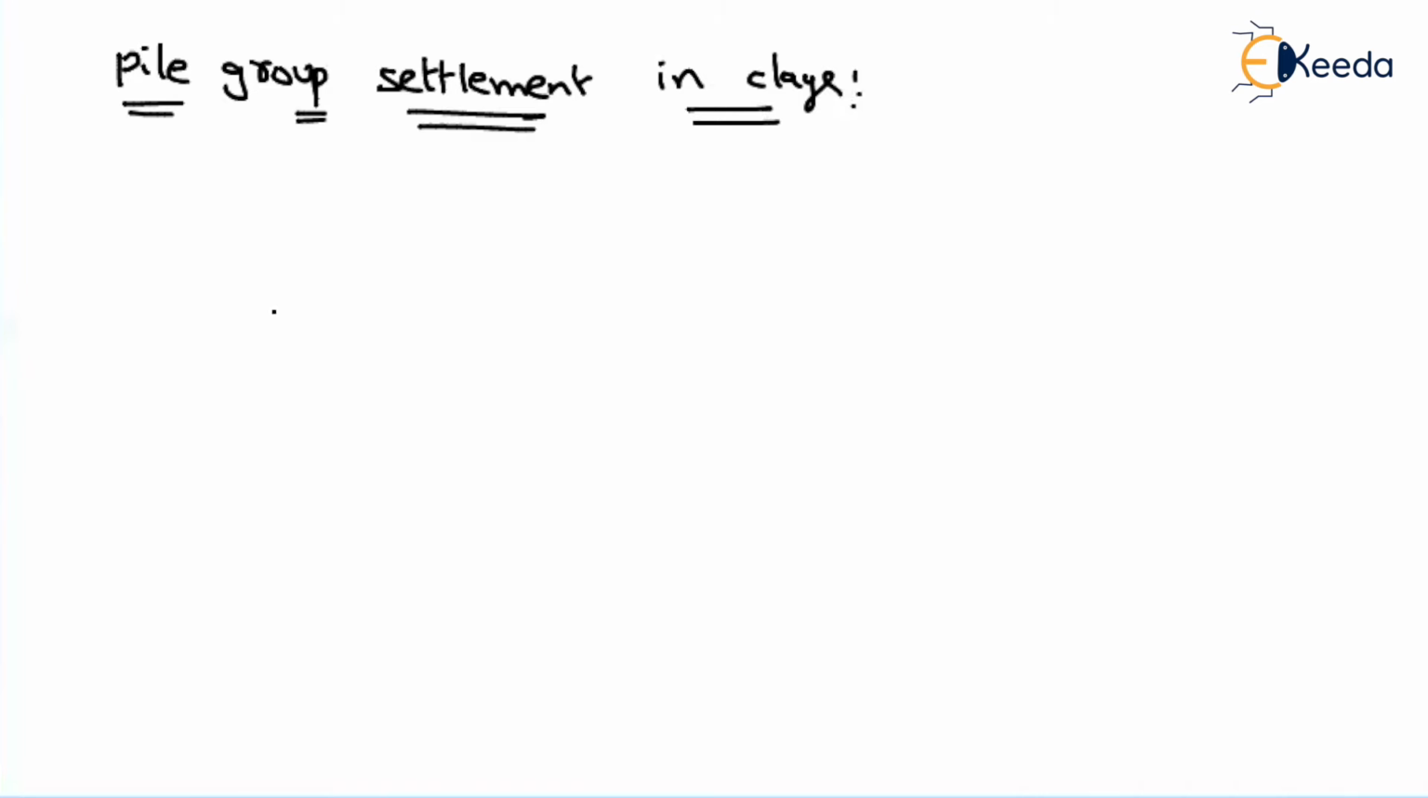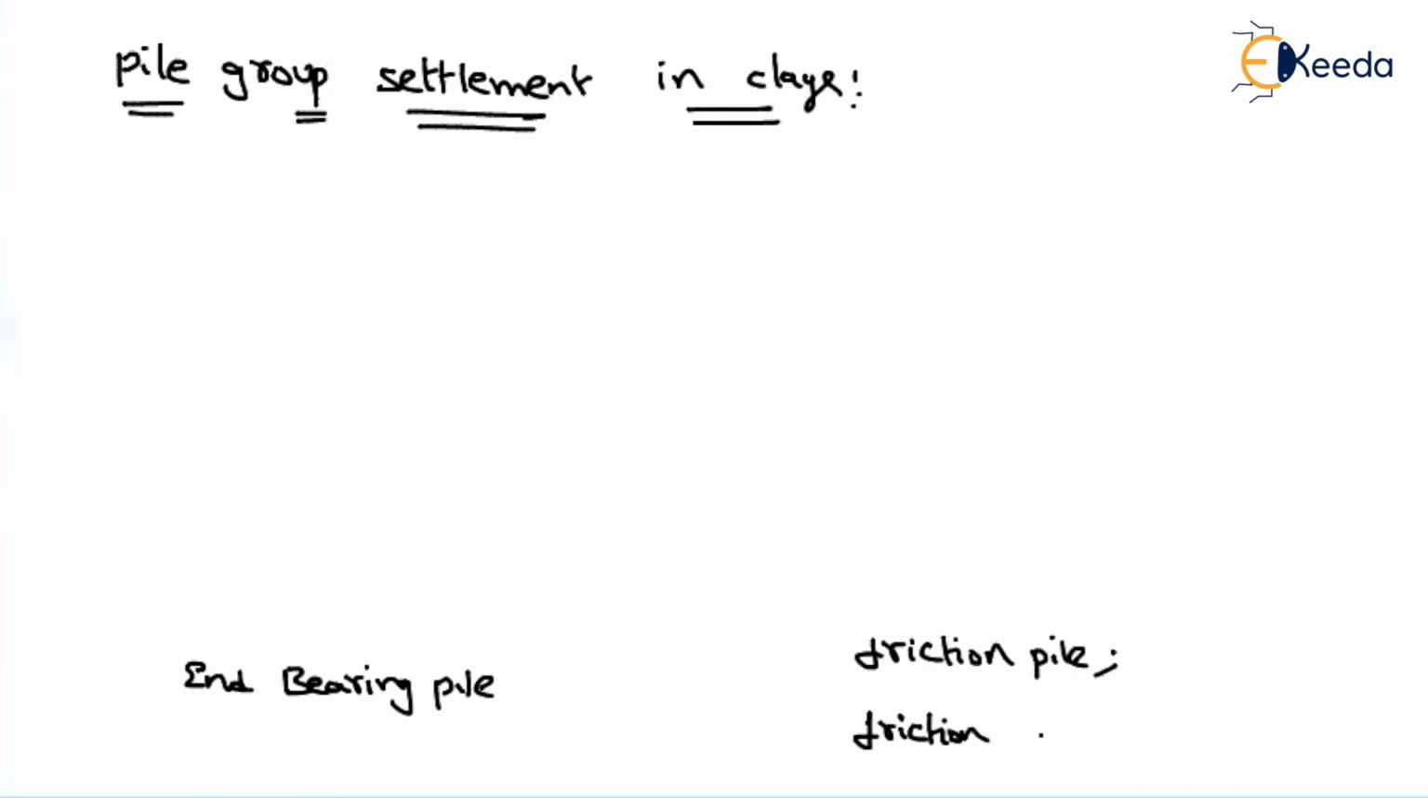And here we are having different types of piles, right? What are they? We can say the end bearing piles. We'll have the end bearing pile, and also let us divide into some different cases: friction pile, and this is one case, and also friction cum end bearing pile.